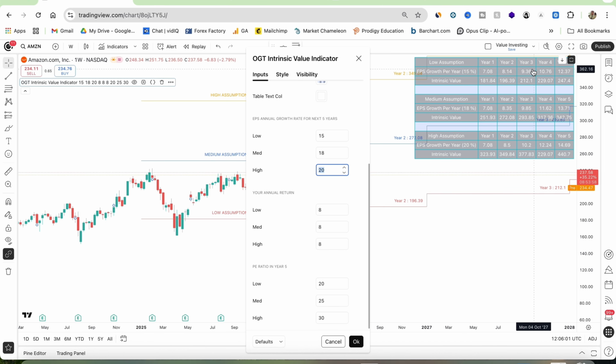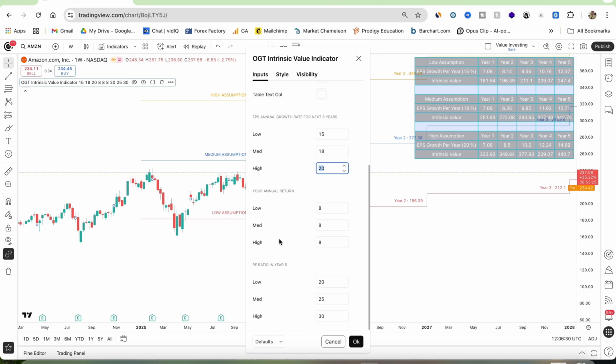So if you look at this table on this side here, what it's going to do is take the current earnings that is behind the screen, and then for the low assumption, it will assume a 15% growth rate for the next 5 years, 18% for the next 5 years for your medium assumption, and 20% for the next 5 years for your high assumption. So that's how it calculates what your earnings per share in the future is going to be.